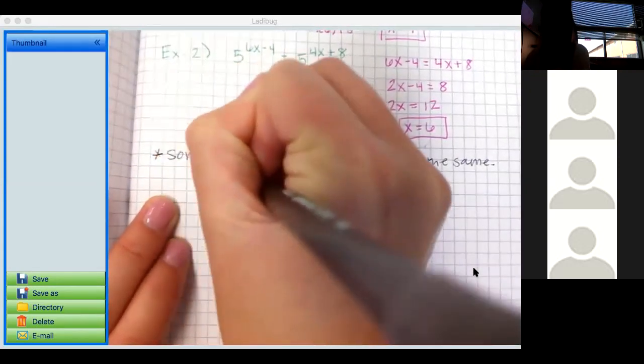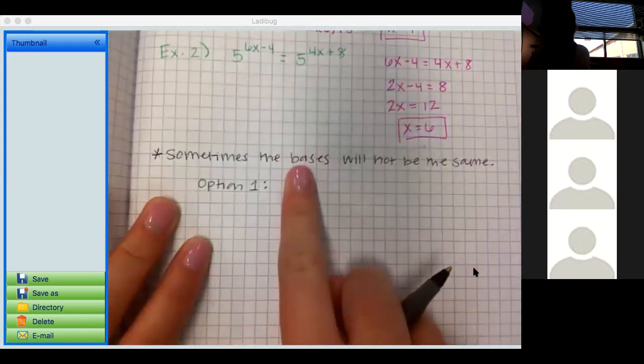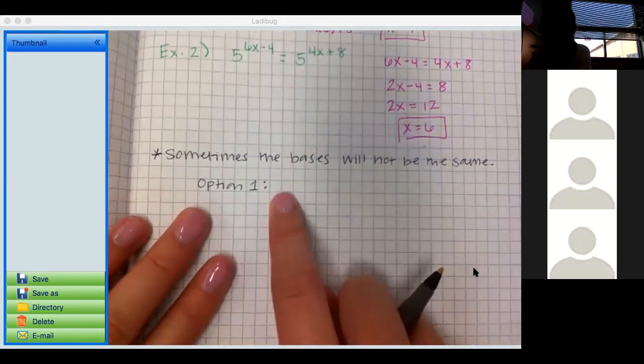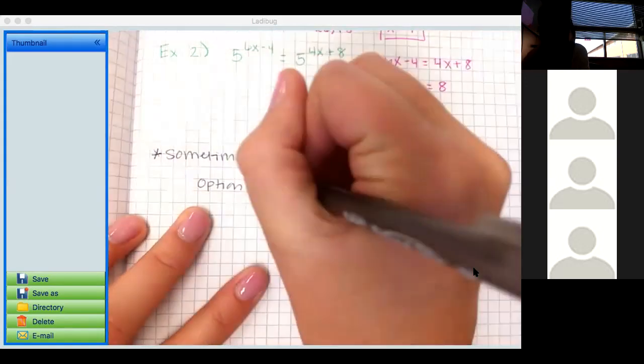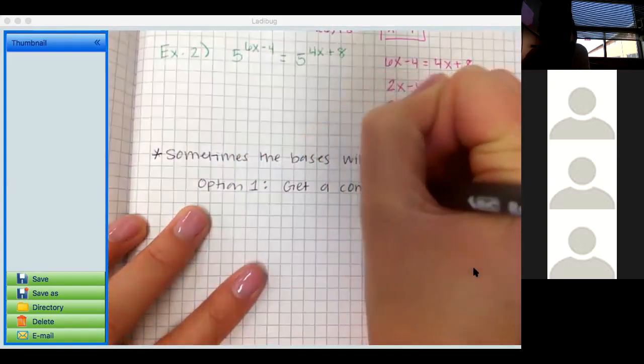Ooh, you're almost there. Not a common denominator. What are we talking about? Bases. Is everybody with me? Option 1, you try to get a common base. It is very similar to a common denominator. Good job, Chloe. Get a common base.